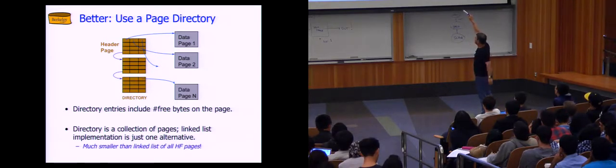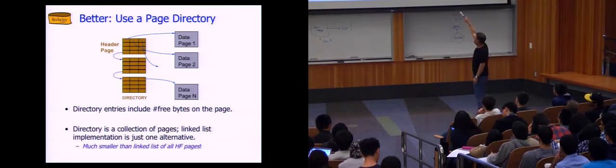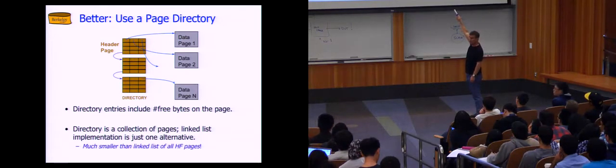So the worst case scenario, you scan the whole directory. You don't scan the whole table, right? And you figure these directory entries are just a few bytes each, so you can store lots of directory entries on a single disk page. So the directory should be pretty small.